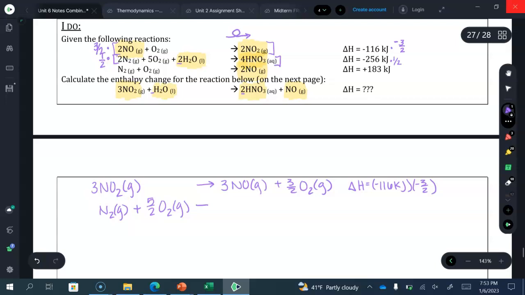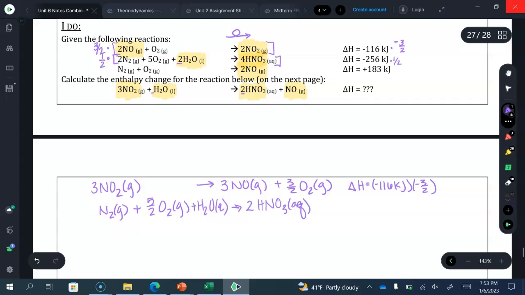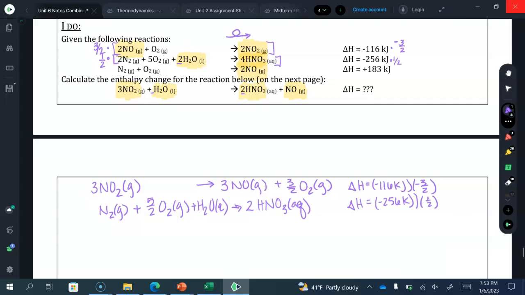and then adding water, running out of room, and then 1 water, and that makes 2, because 1/2 times 2 is 1 water, 1/2 times 4 is 2 nitric acids. Okay, so that means that my delta H is going to be the negative 256 kilojoules times the 1/2. And no sign change on that because I'm not flipping the reaction.